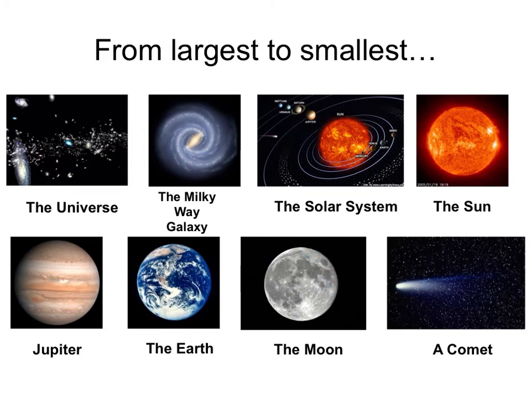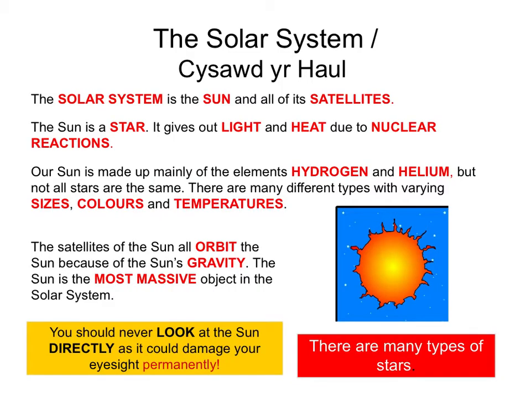Then we have the Moon. It's smaller than the Earth. We know it's smaller than the Earth because the Moon orbits the Earth, so the Moon travels around the Earth. And then we have a comet, which is the smallest, and which we're going to look at over the next lesson or so. Hopefully we got them all right.